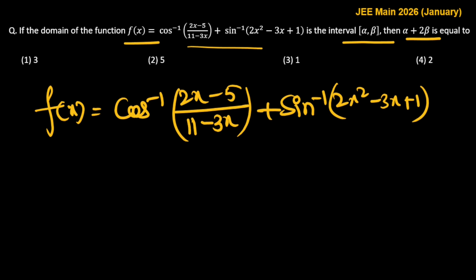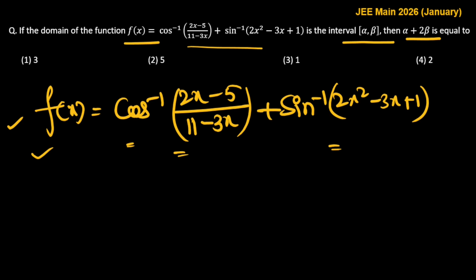So find the domain of this function. In this case we want to find the domain of each individual function, then we intersect these domains, and we get the total domain of this function f(x). So in this case we first find the domain of this cos inverse.